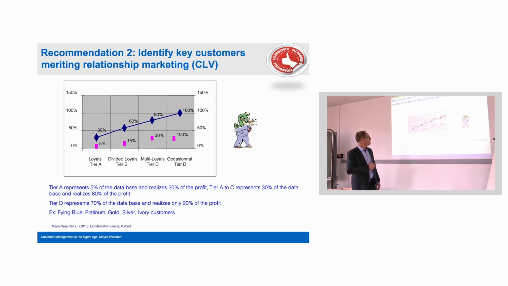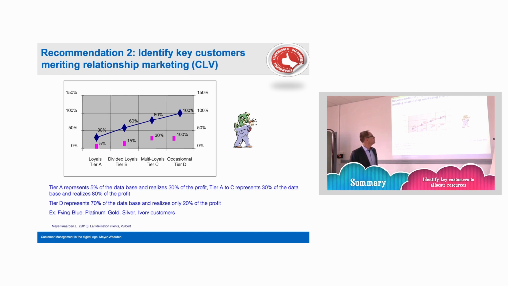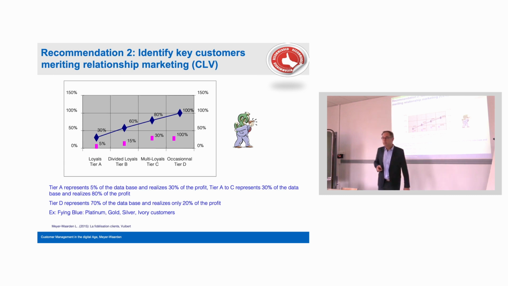You can see here, it's not a real Pareto rule. The Pareto rule would be 20-80. Here we have 30% of the customers bringing 80% of the profitability. That's the first point. So it's important to identify the key customers here and then to decide to which you allocate most of the resources.